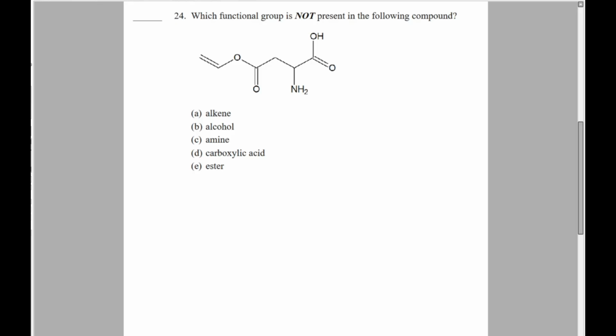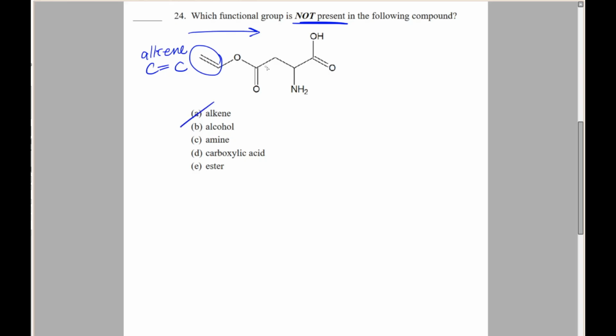Question 24, which functional group is not present in the following compound? So a good way to solve this problem is to just circle and label all of the functional groups that are present in the compound, and then just eliminate the one that isn't in the compound. So if we go from left to right, we see that there's an alkene here, which is just a carbon-carbon double bond. So it can't be A.